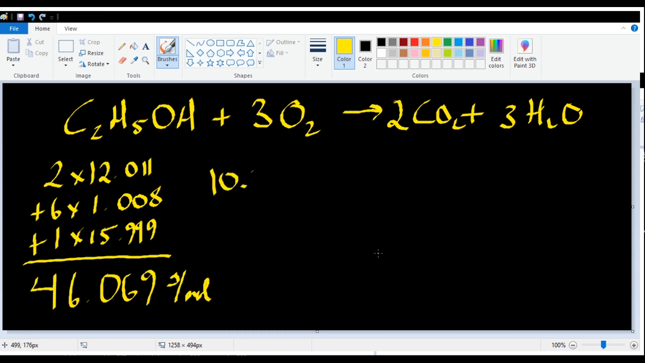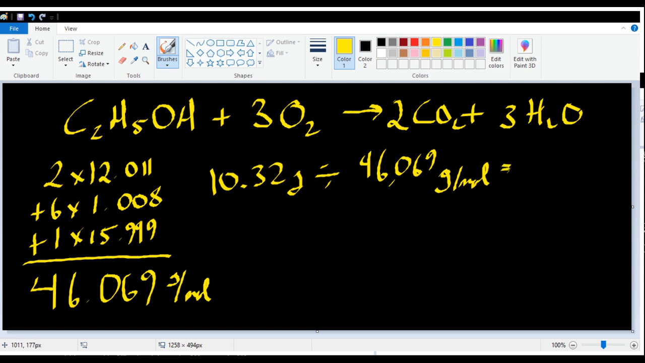So 10.32 grams divided by 46.069 grams per mole. 0.2240. Oops, that's a 2. 0.224 moles of ethanol. All right.